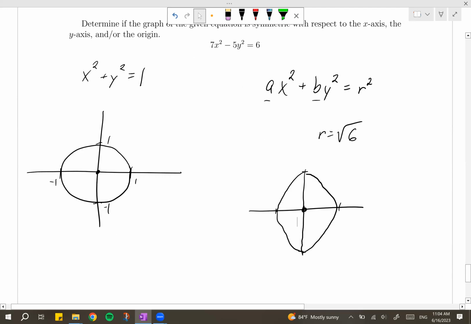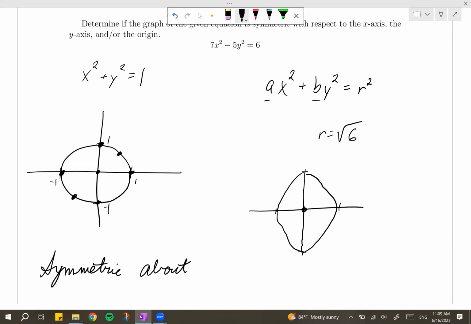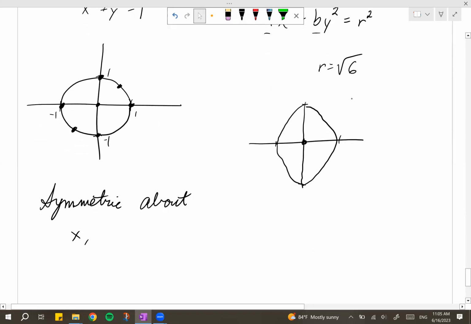And one thing that's cool about circles is they are symmetric about the origin, because if there's a point here, there's a point here. They're symmetric about the y-axis because there's a point here and here. And they're symmetric about the x-axis. So this is symmetric about all three: x, y, and the origin.